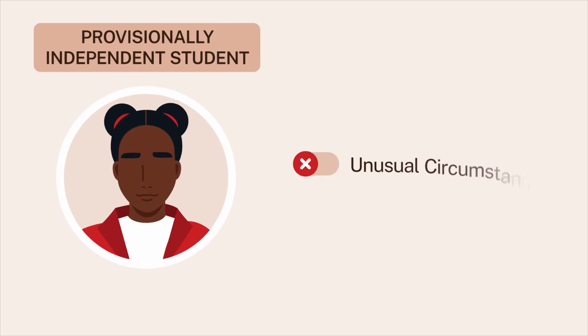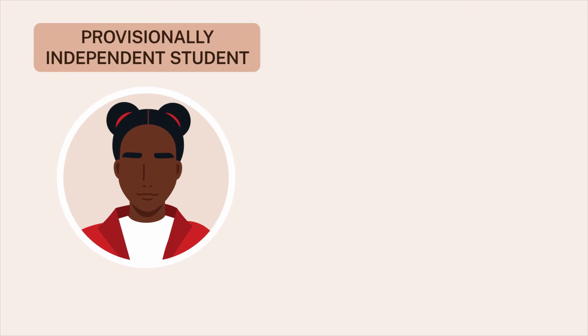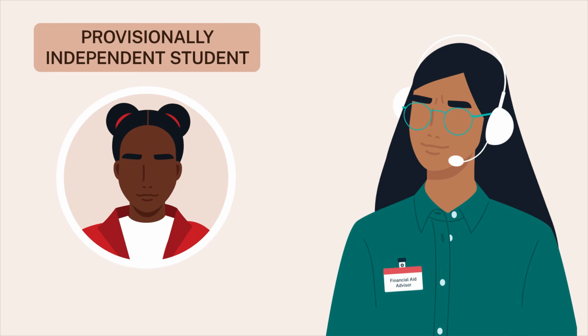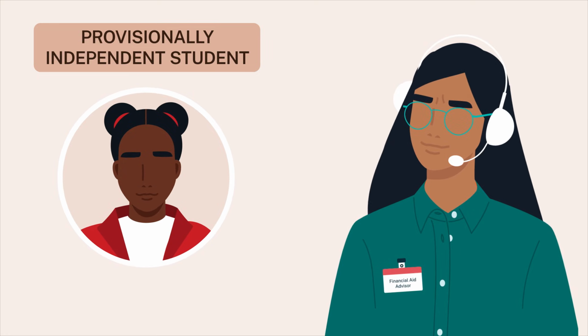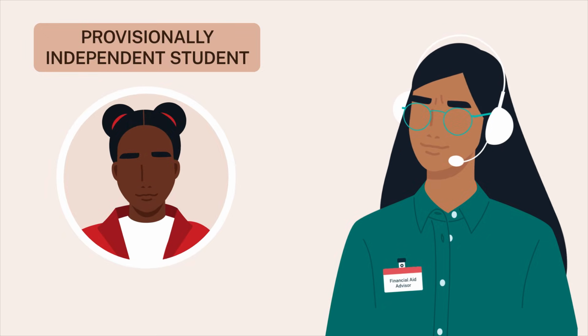If unusual circumstances apply to you, you should select Yes to the Student Unusual Circumstances question on your FAFSA form. You'll be considered a provisionally independent student, and you'll be able to complete your form without parent information. However, you will need to contact the financial aid office at your school to provide supporting documentation and to receive an official determination on your dependency status.